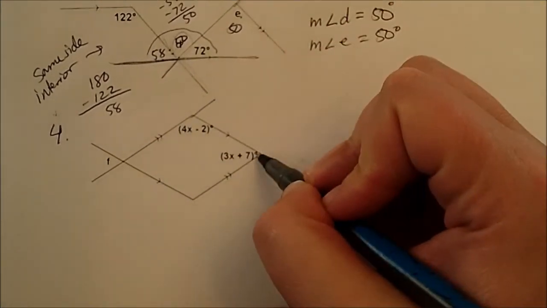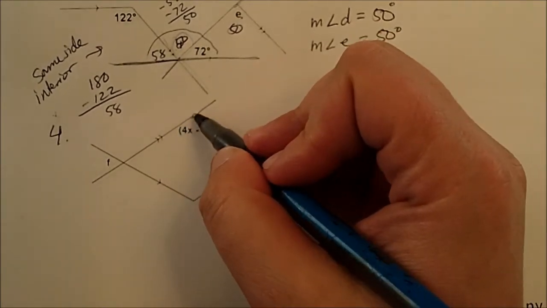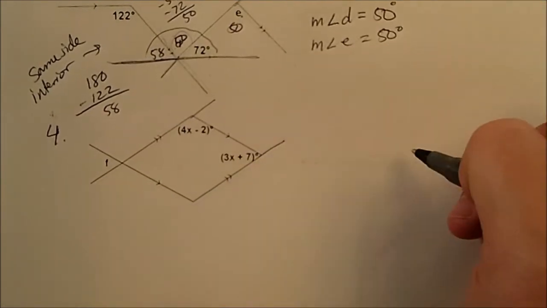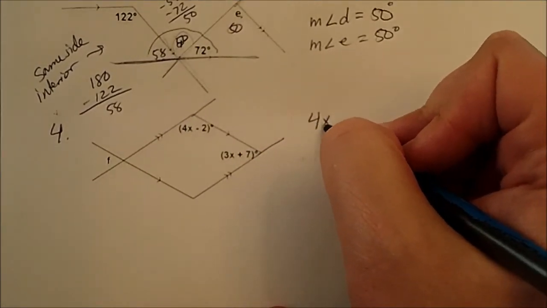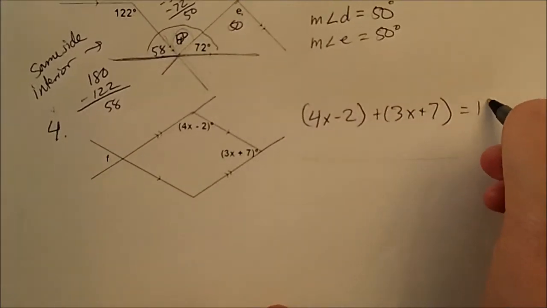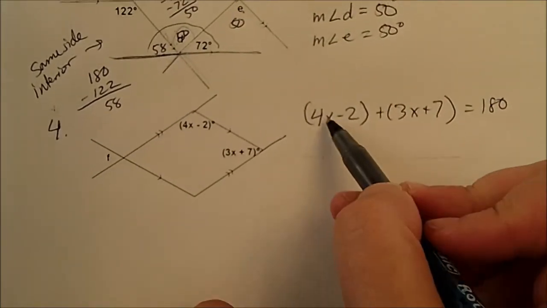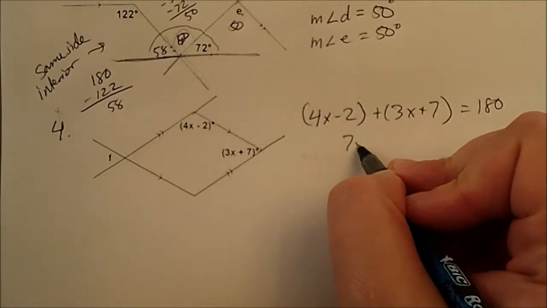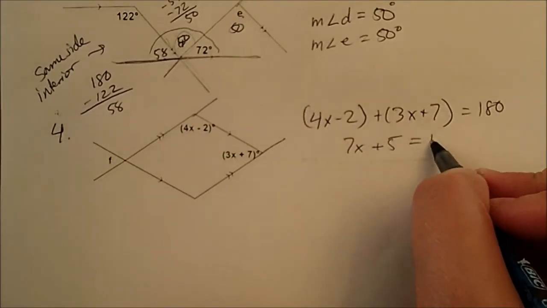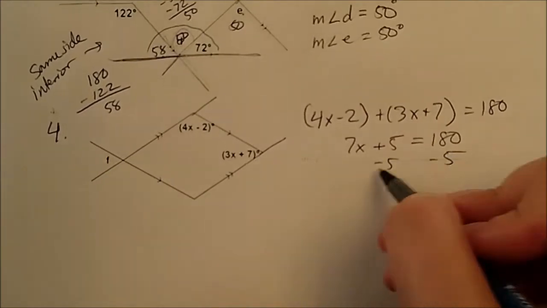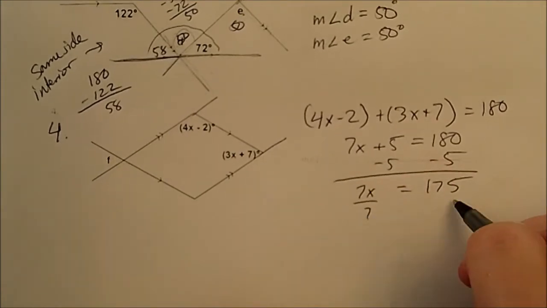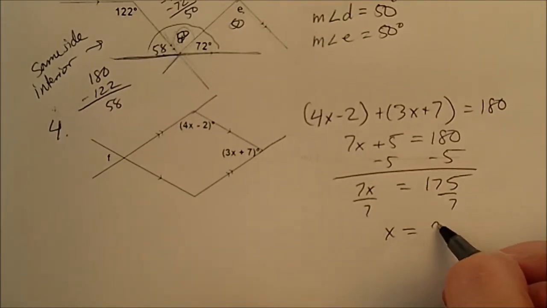So if we extend these lines here, we get these two sets of angles that we realize are also same side interior angles. And we know that same side interior angles are supplementary. So 4x minus 2 plus 3x plus 7 is equal to 180. Adding those together, 7x plus 5 is equal to 180. Subtract 5 on both sides, we end up with 7x is equal to 175. Divide both sides by 7, and x is equal to 25.